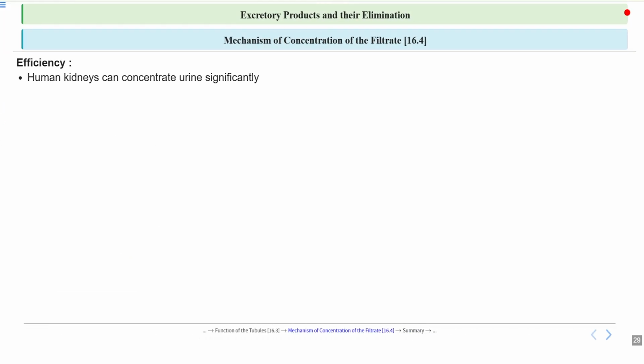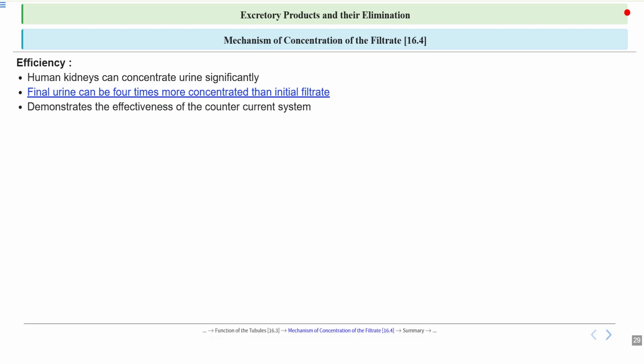Let's focus on how kidneys can concentrate urine significantly. This is a key adaptation that allows survival even when water is scarce. Notice that final urine can be 4 times more concentrated than the initial filtrate. This means our kidneys are extremely good at reclaiming water from what starts as a dilute solution. It's similar to how a water filter keeps recycling water until only the waste is left. This ability demonstrates the effectiveness of the countercurrent system in the kidneys.